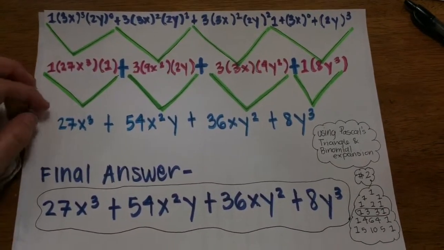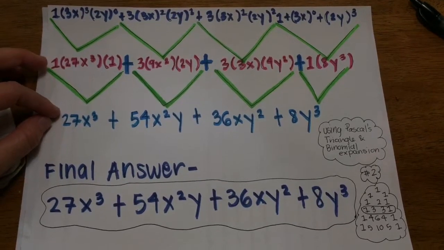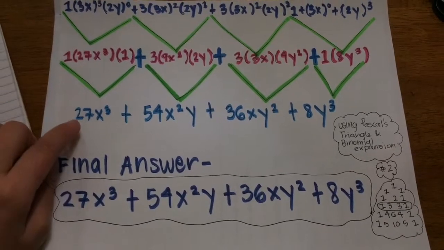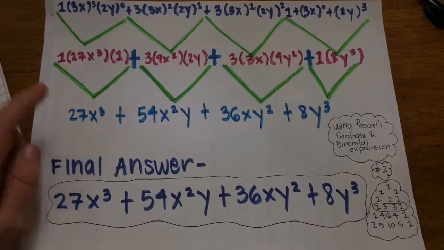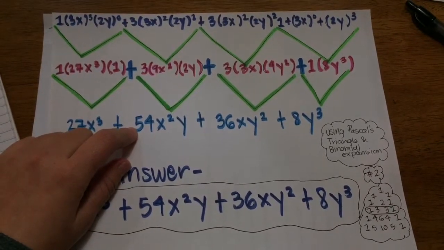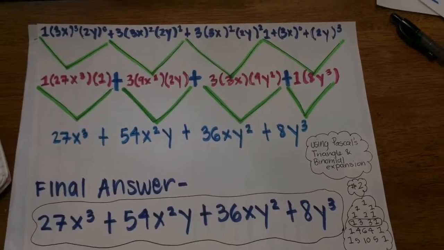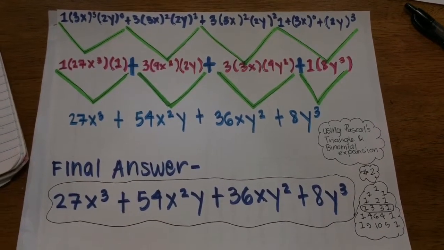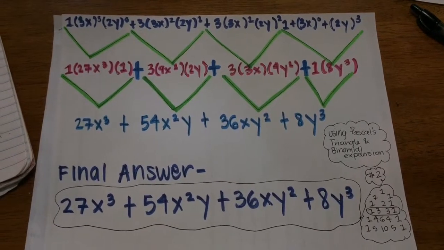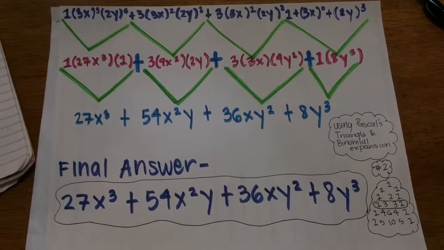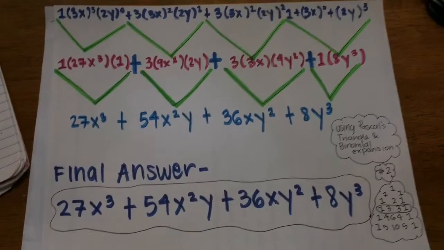And then for your third step, you have 1 times 27x cubed times 1, so you'll just end up with 27x cubed. And then you have your 3 times 9x squared times 2y, which is 54x squared y, and you're just going to follow those same steps. And your final answer is 27x cubed plus 54x squared y plus 36xy squared plus 8y cubed, which is the same one as the first problem, except we're using the Pascal's triangle method. Time for our third problem.